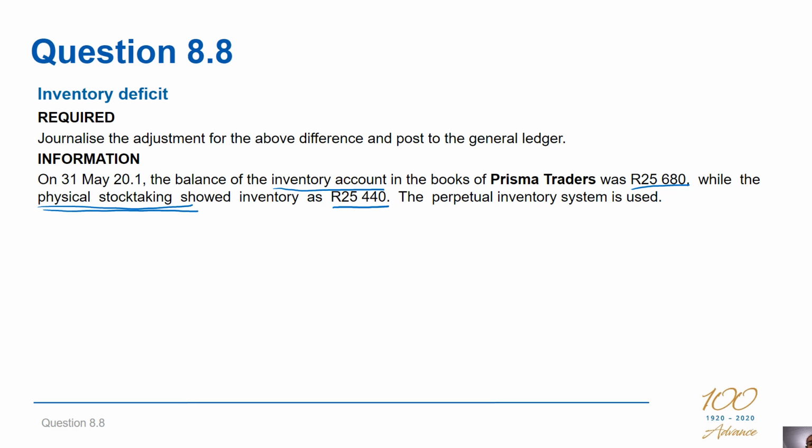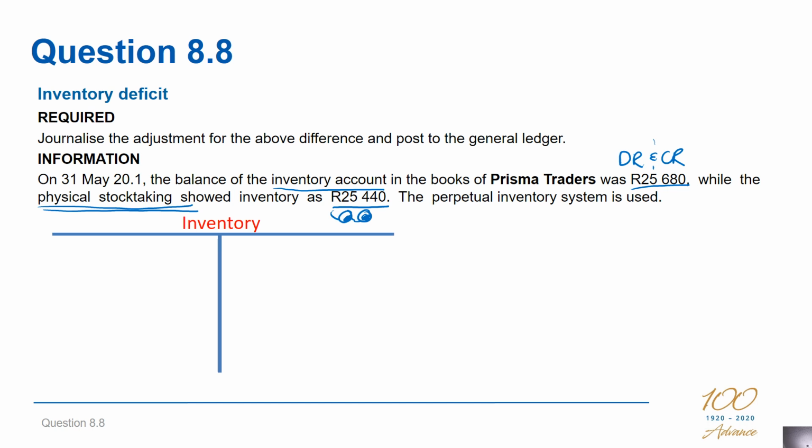We can actually only calculate the inventory deficit at year end if we are applying the perpetual inventory system, because we've got an amount that we got using our debits and credits. This is the balance in the inventory account. And then we've got an amount which we saw with our eyes, according to the inventory stock take. So which one are you going to believe? You're going to believe your eyes.